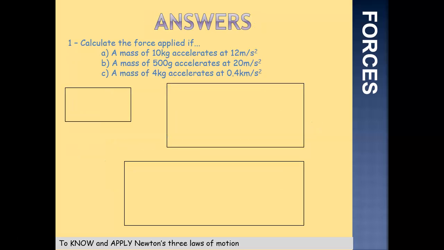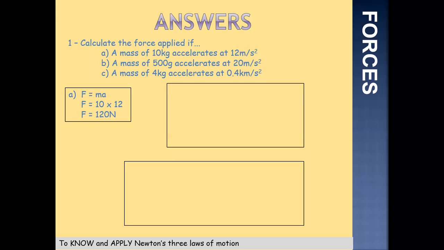Okay, question 1. Calculate the force applied if the mass of 10 kilograms accelerates at 12 meters per second squared. Well, simply force equals mass times acceleration, F equals ma. We put these into our equation, so mass is 10 and acceleration is 12. Multiply those together, force is 120 newtons. Again, write all my steps out and ensure my units are in there.